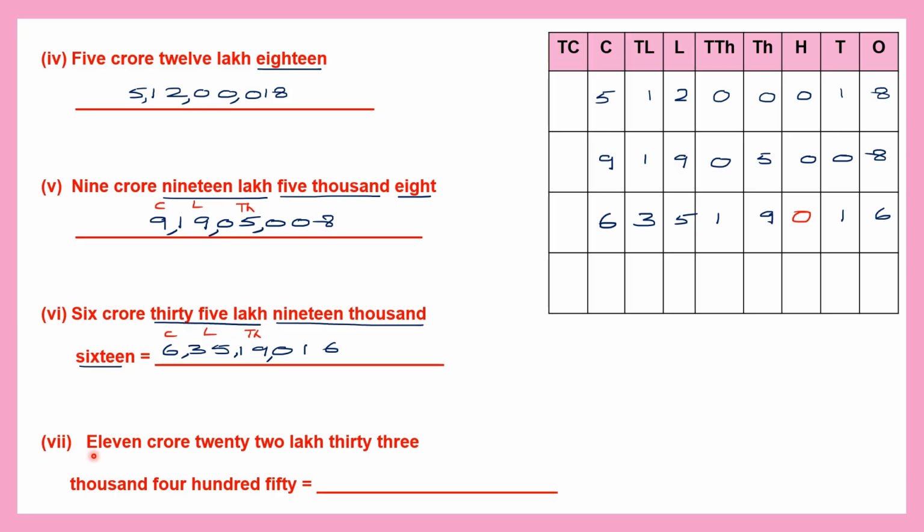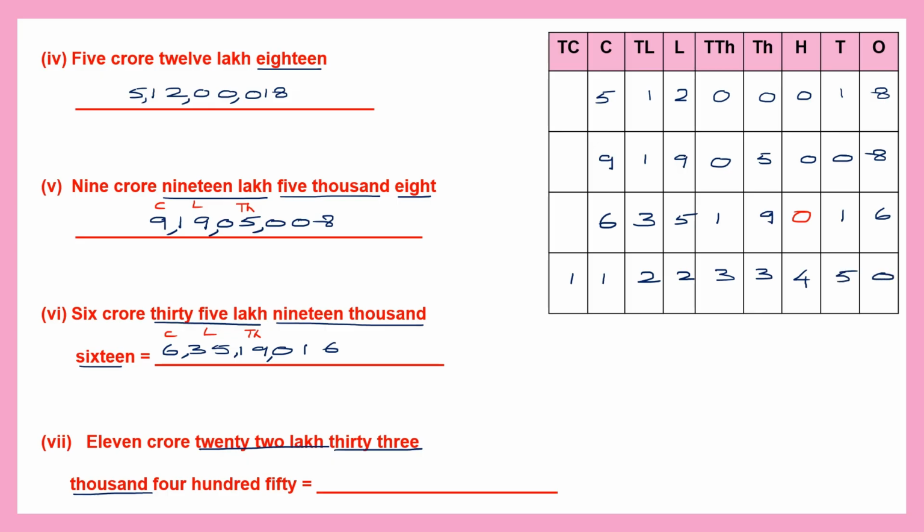Question 7, we have 11 crore. So in the crores period, that is 10 crore and crore, we're going to write 11. So here we have 11 crore. Then we have 22 lakhs. So again, 22 in the lakhs period. 33,000. So 33, and we have 450. So this time we have a hundreds.